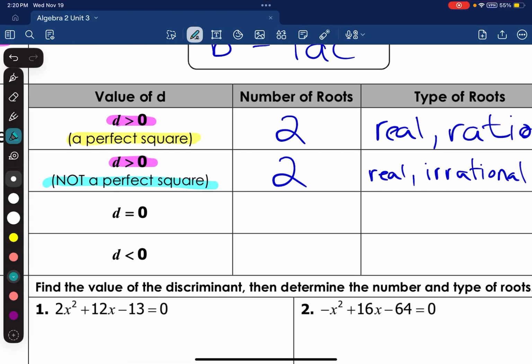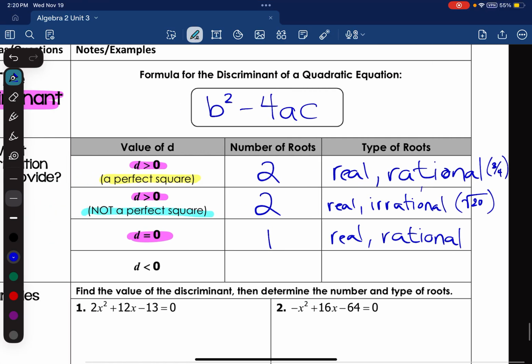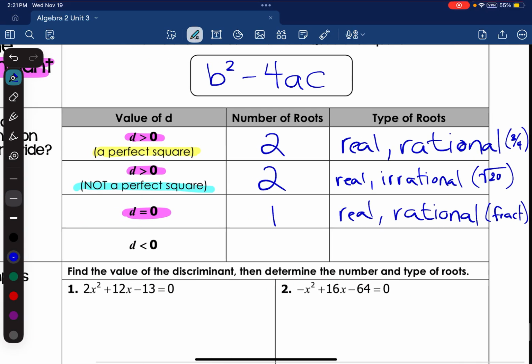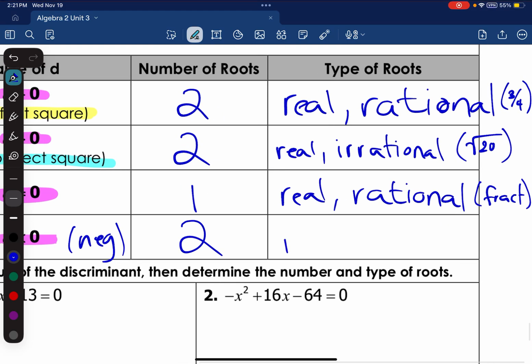Looking at the next situation, when d is exactly equal to 0, I'm going to have one answer, not two this time, just one. Those answers are going to be real and rational, just like when you have a perfect square. Remember, rational are fractions. And then finally, the fourth case is when d is less than 0, so negative. When it's negative, we're going to have two answers, and that's when we're going to get our imaginary numbers, which means we're going to have i's in our answer.